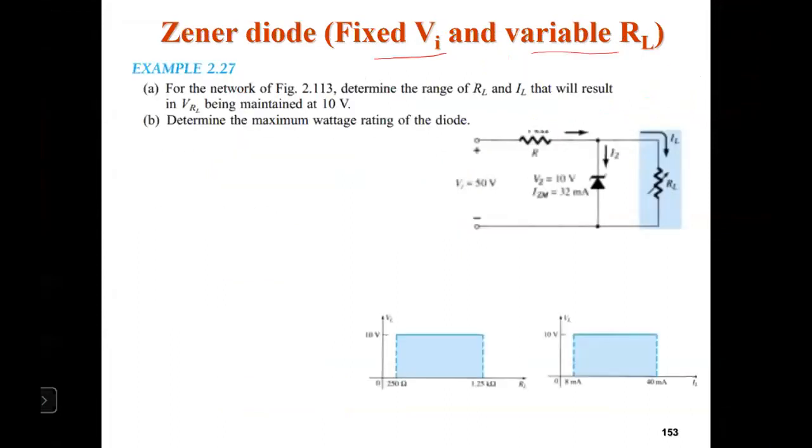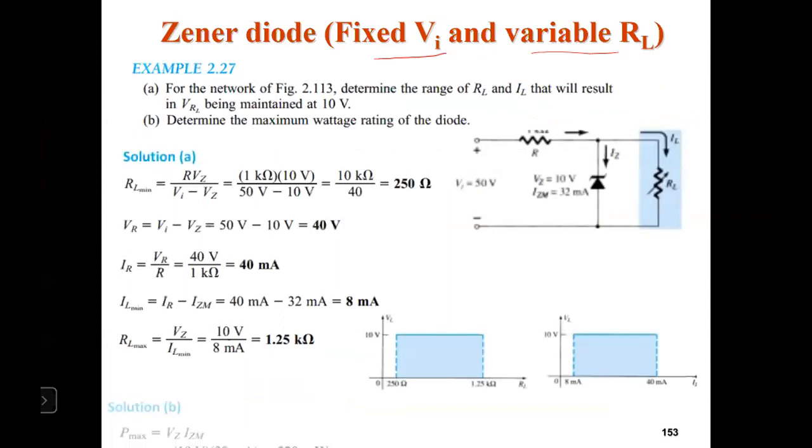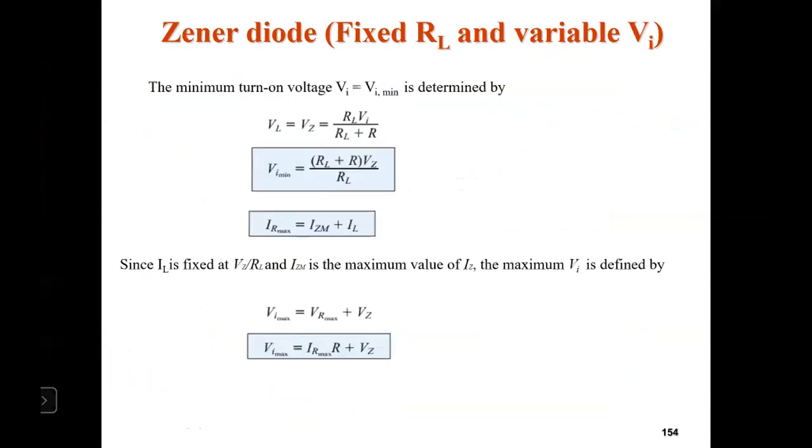So this problem we have completed. We'll see the next part, that is fixed RL and variable VI. That means if your input voltage is varying, your circuit is like this: R, a Zener diode here, and here you have RL.